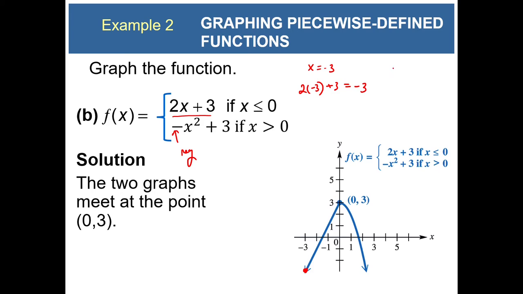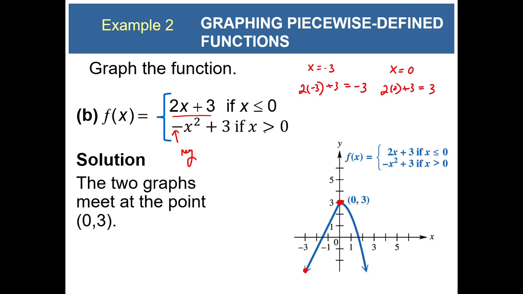I need another point. Let's say x equals 0. I like to pick the endpoints because it's easy to use, and it's included in this equation. So let's use x equals 0. 2 times 0 plus 3 gives us 3. And so we know 0, 3 is on the graph. And then we'll sketch our line. For the parabola, we know it faces down.